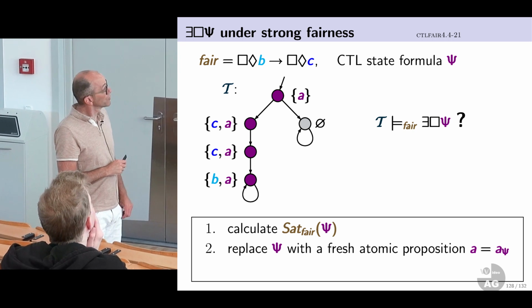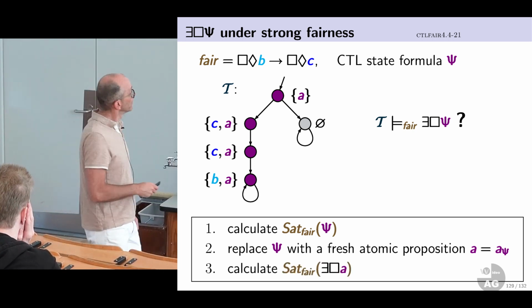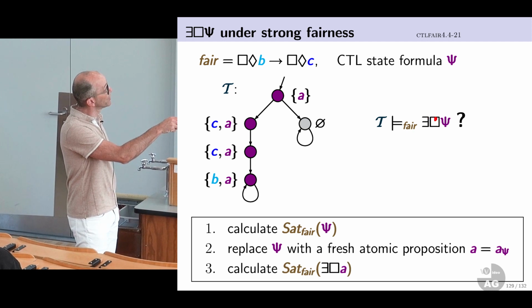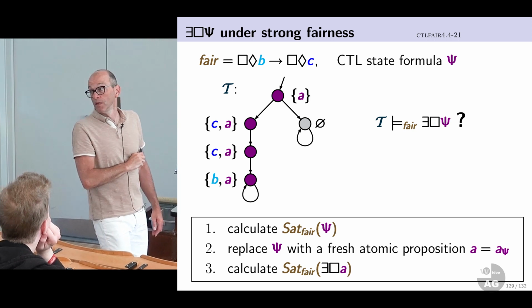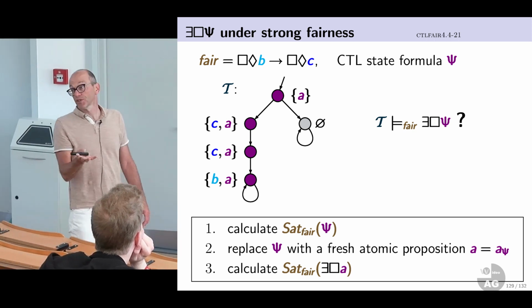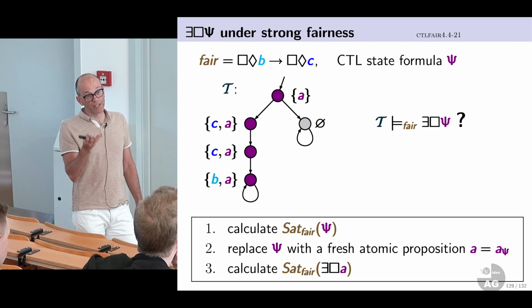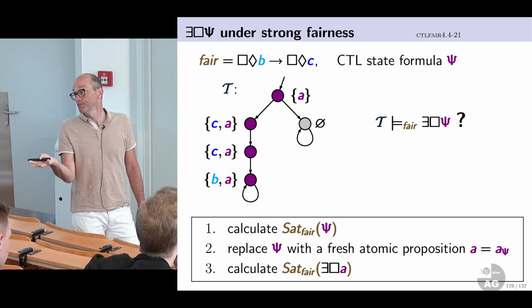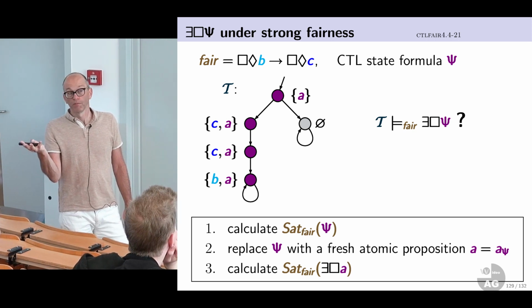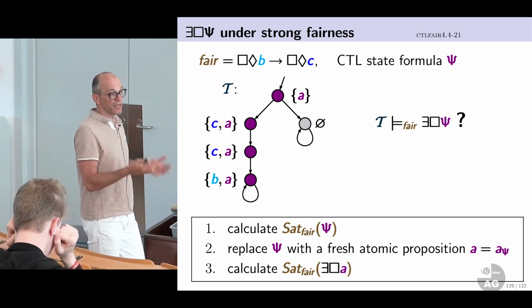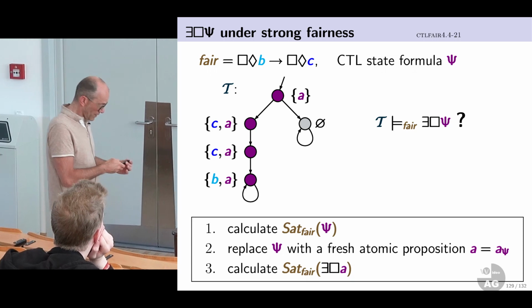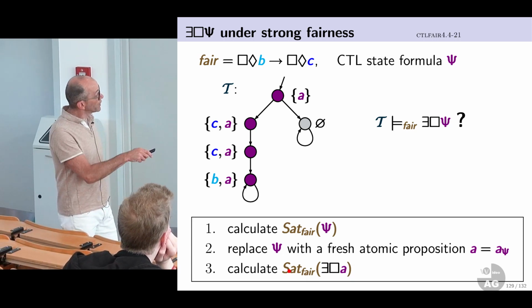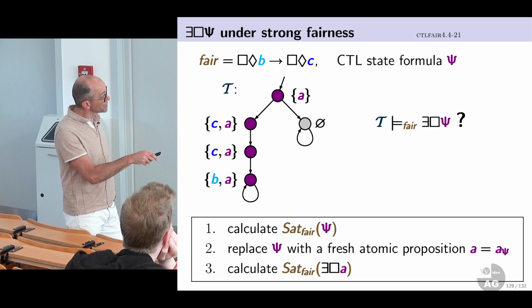Good. What can I now do? As we all hopefully know, now I can reduce this formula existential box psi to existentially box A. So that is the reason why it suffices to only consider the case existential box atomic proposition. Because if there is an arbitrary state formula, by the bottom-up computation over the path tree, I can always replace it by an atomic proposition. Good. Now we have to calculate sat-fair existential box A.